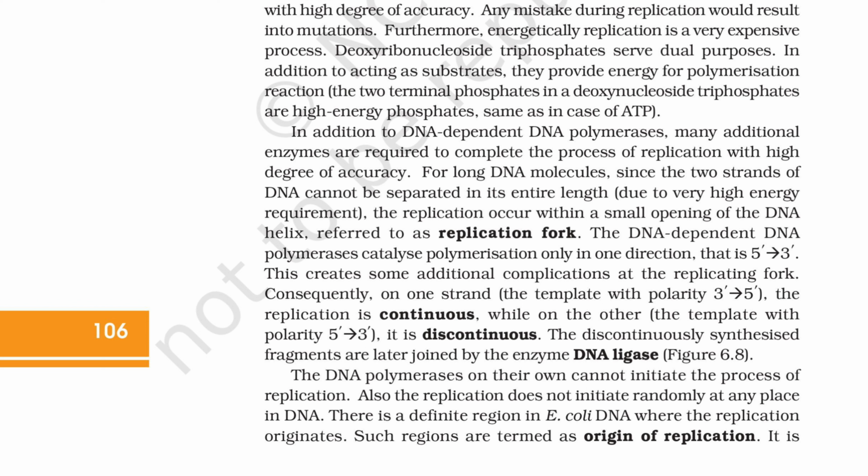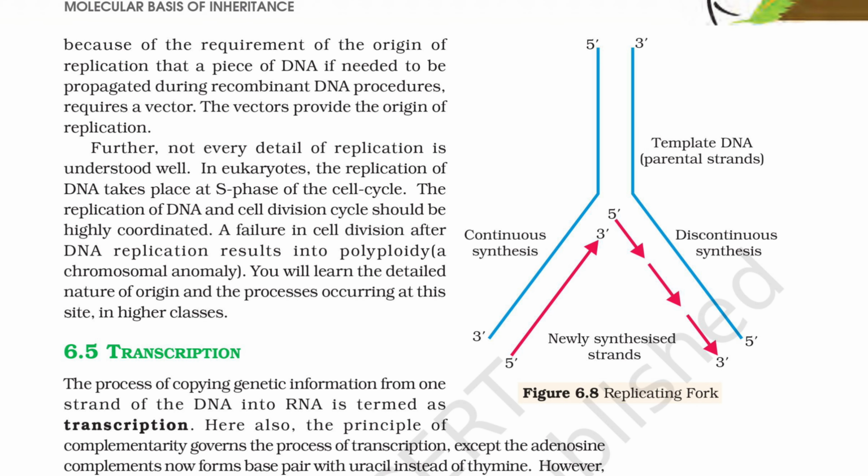There is a definite region in E. coli DNA where the replication originates. Such regions are termed as origin of replication. It is because of the requirement of the origin of replication that a piece of DNA, if needed to be propagated during recombinant DNA procedures, requires a vector. The vectors provide the origin of replication.